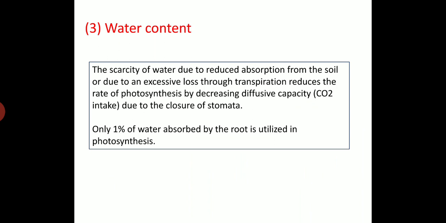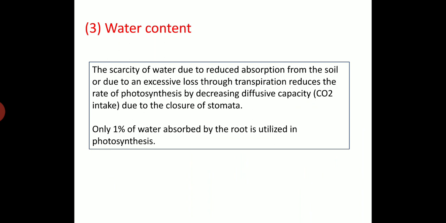Now, next is water content. If there is scarcity of water, and this scarcity of water can be caused by any reason, like if there is a reduction in the absorption of water from the soil, or if the loss of water vapor, that is transpiration, the rate of transpiration becomes very high, if there is excessive loss of water vapor from the plants, then the scarcity of water will occur, right?